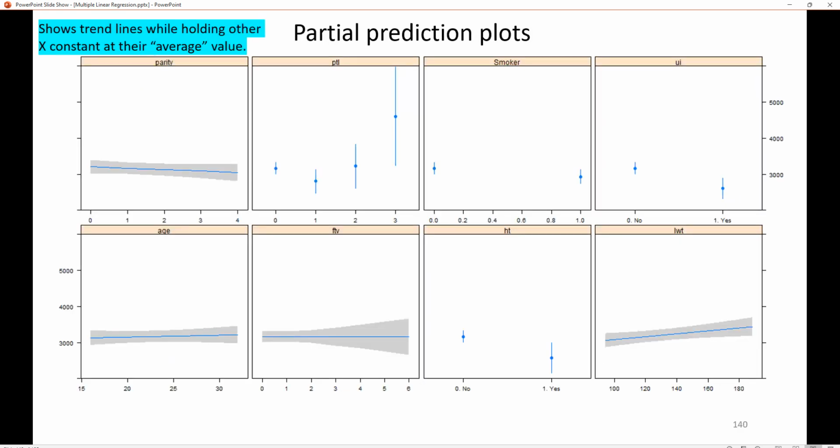And we have partial prediction plots, and these show the trend lines while holding other predictors constant at their average value.